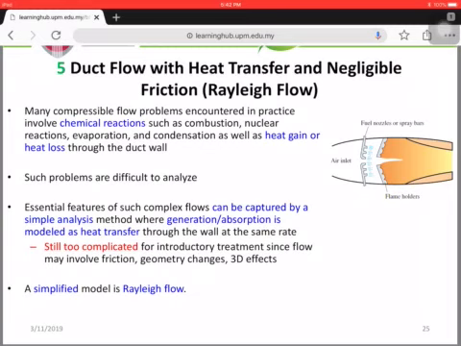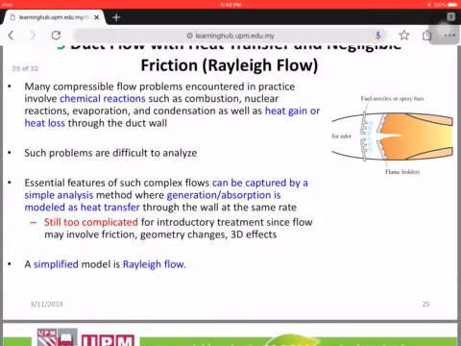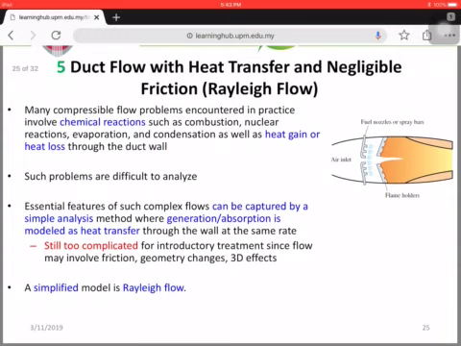In many compressible flow problems encountered in practice, they involve chemical reactions such as combustion, nuclear reaction, evaporation, condensation, and heat gain or heat loss through the duct wall. If we consider all of this, the problem will be very difficult to analyze. Before that, we want to make assumptions.